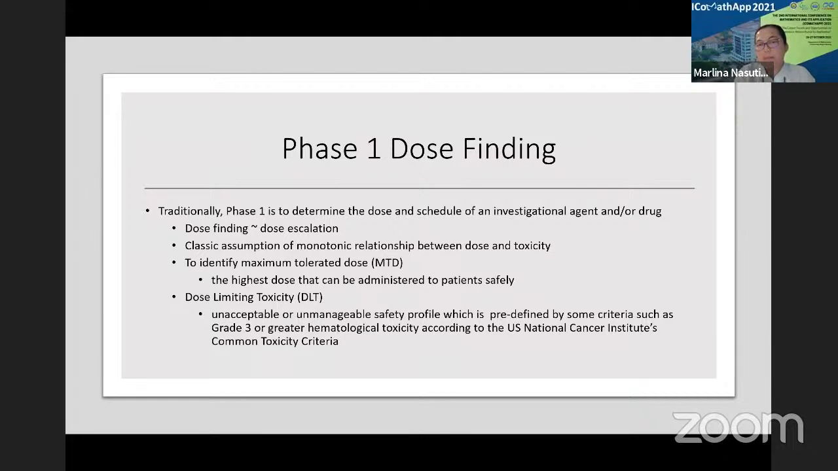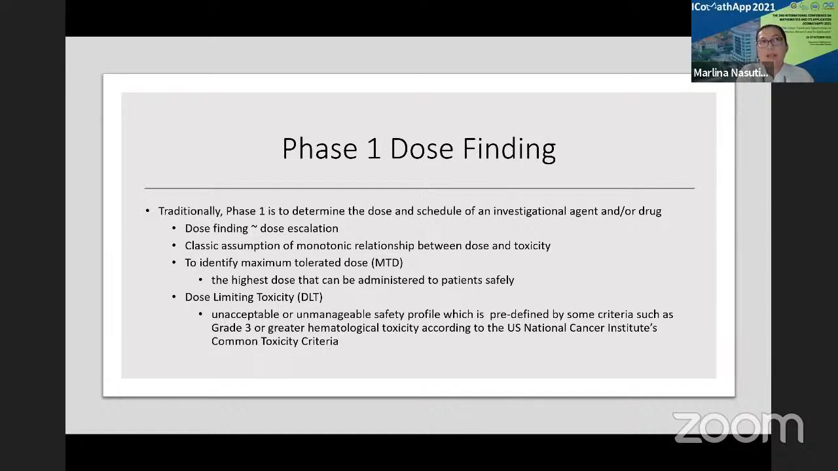Now, an example of adaptive design can start with a phase 1 dose finding here. Traditionally, phase 1 is to determine the dose and schedule of an investigational agent. Dose finding, sometimes also referred to as dose escalation. Two terms here that I would like you to focus on are maximum tolerated dose, basically the dose tertinggi that can be administered to patients safely. So basically the highest safe dose to be administered, and dose limiting toxicity.